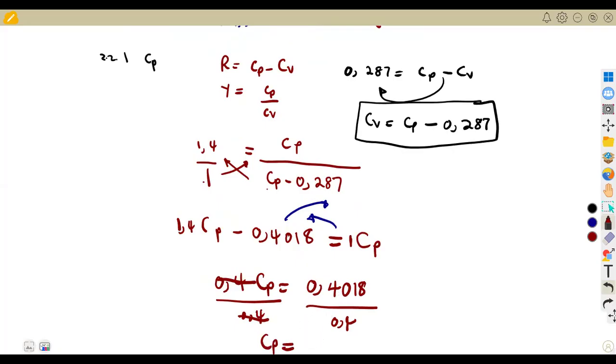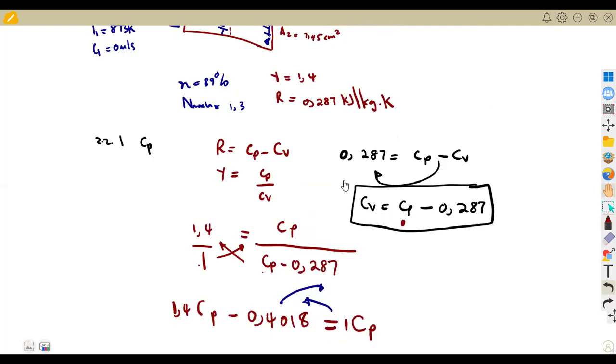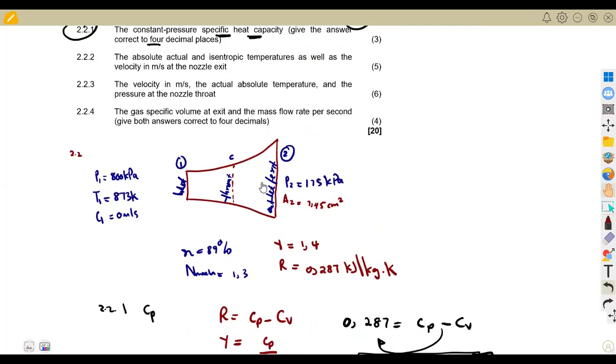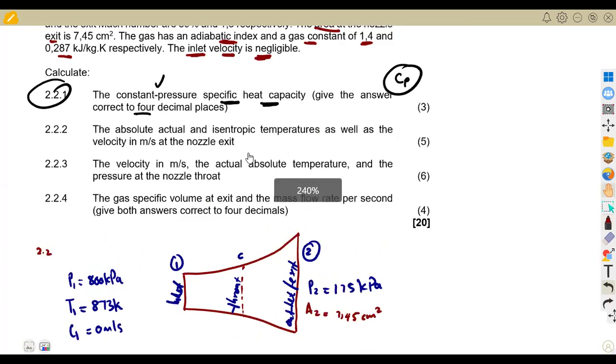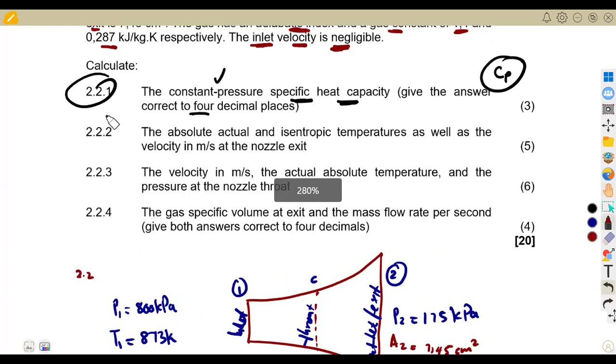So this was going to give you 1.0045 to 4 decimal places. This is CP, which is measured in kilojoules per kilogram Kelvin. So that is how we could have calculated our CP. Meaning if you want CV, we can come back here and substitute this and subtract, and we've got our CV from there. But the question was to calculate CP. All right, then the other part of the question, that's 2.2.2, the absolute actual.